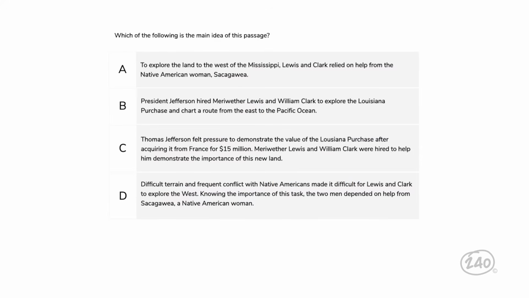Let's see what questions we need to answer about it. Which of the following is the main idea of this passage? To explore the land to the west of the Mississippi, Lewis and Clark relied on help from the Native American woman, Sacagawea.